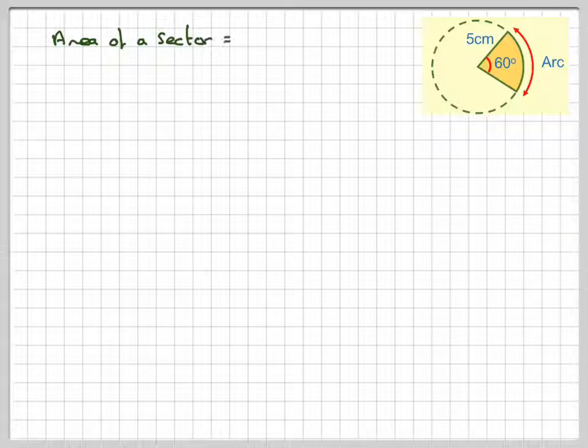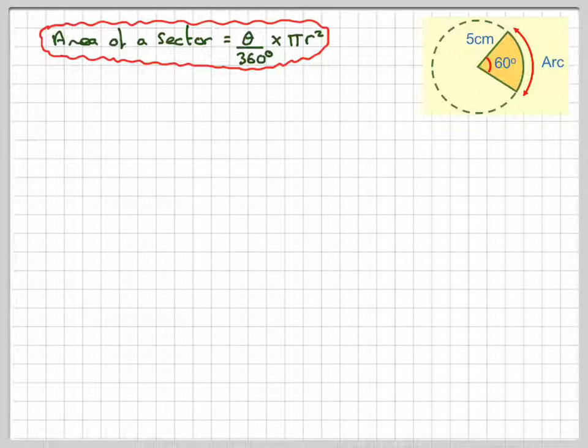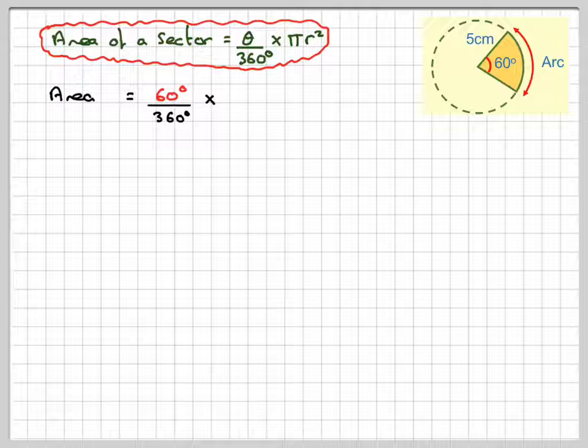Right, for the area of this shape here, the area of a circle is pi r squared, and we're just going to have a fraction of the area of a circle, and the fraction in this case is going to be the angle, which in this case is 60, we'll call it theta normally, divided by 360. So in our case the area is going to be 60 over 360 times pi times 5 squared.